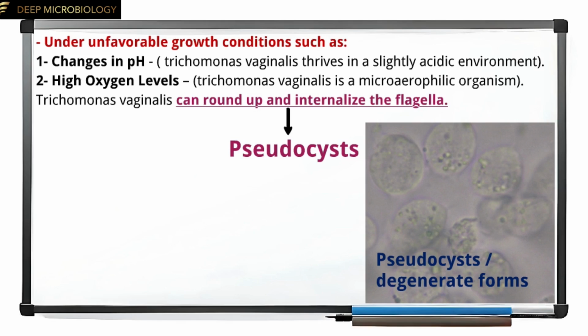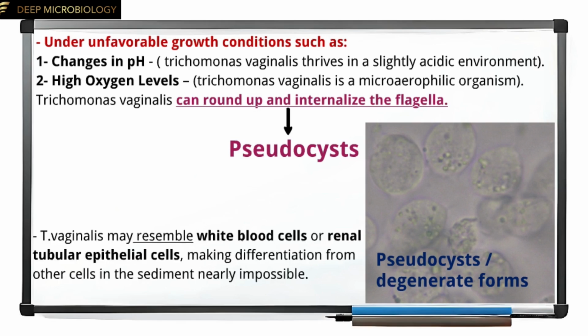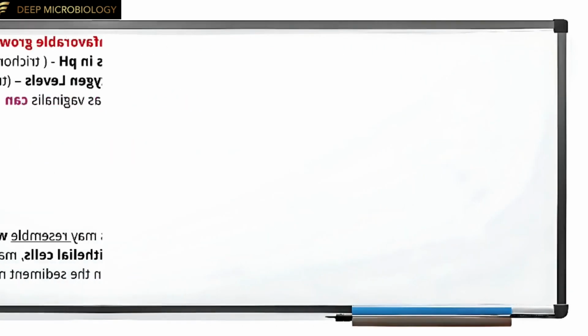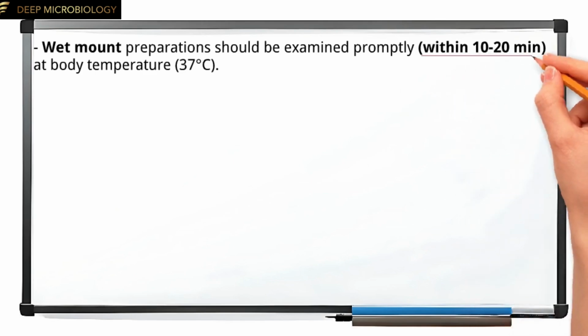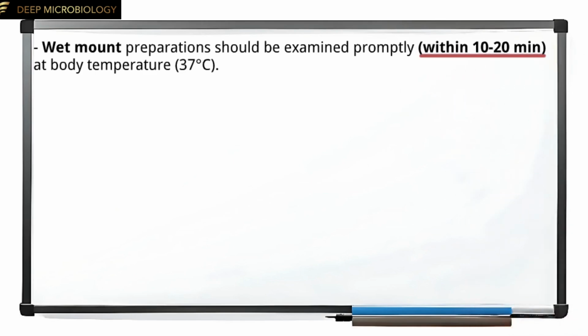At this stage, Trichomonas vaginalis may resemble white blood cells or renal tubular epithelial cells, making differentiation from other cells in the sediment nearly impossible. For optimal observation of motility, wet mount preparations should be examined promptly, within 10 to 20 minutes, at body temperature, as this is closer to the organism's optimal conditions in the human host.